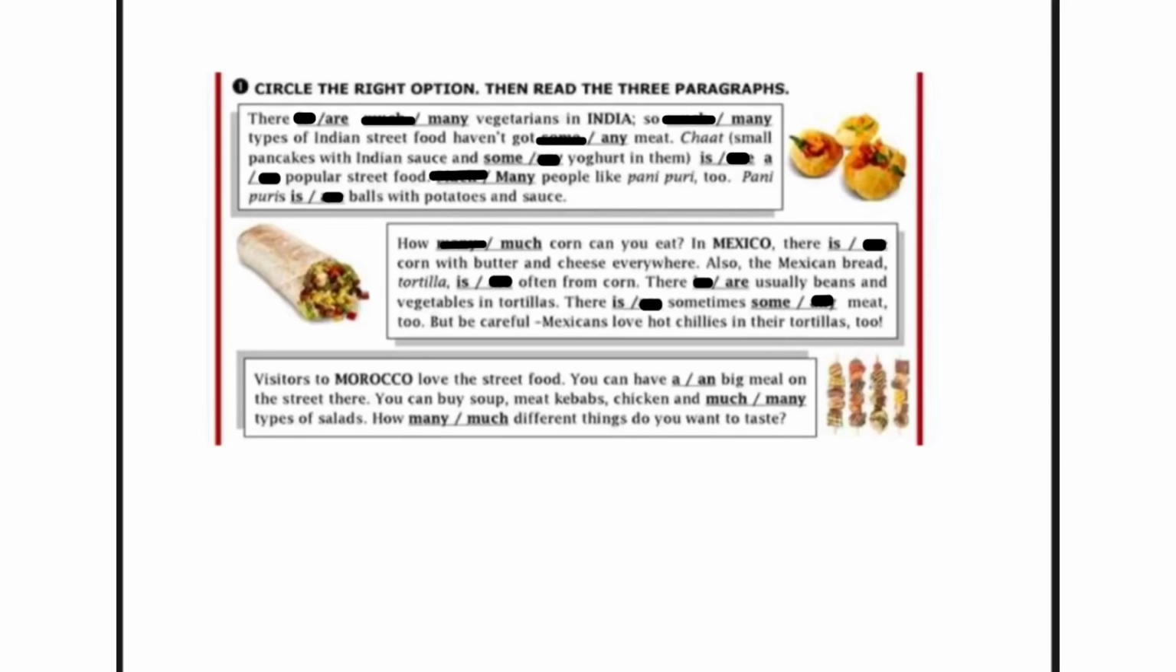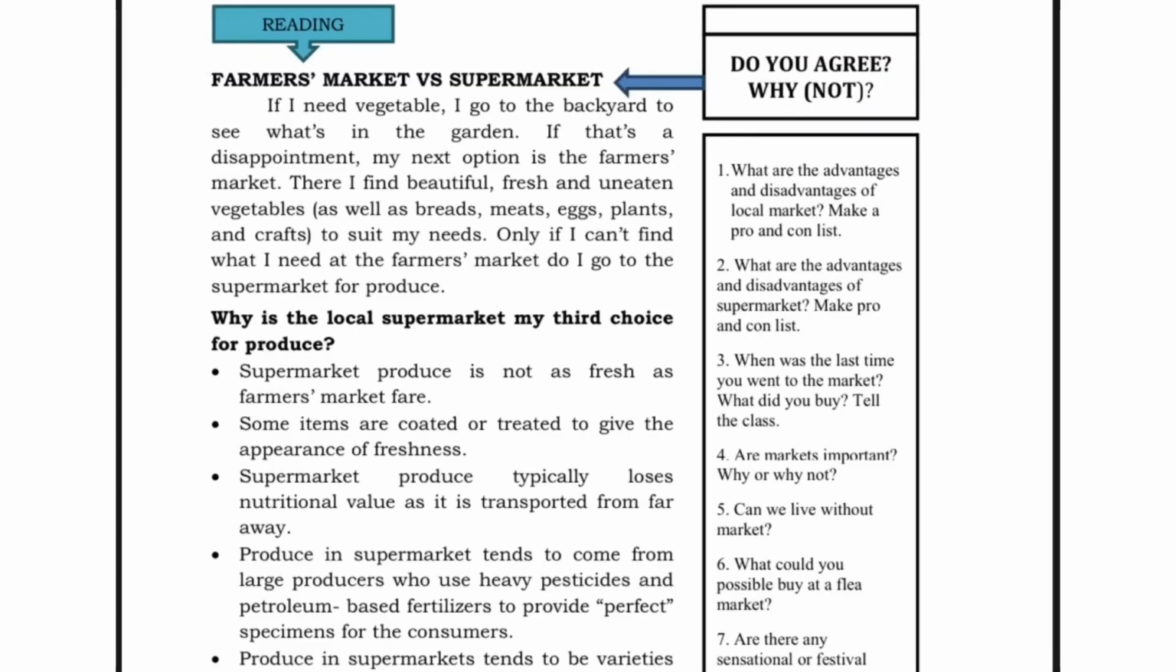Visitors to Morocco love the street food. You can have a big meal on the street there. You can buy soup, meat kebabs, chicken, and many types of salad. How many different things do you want to taste? Here's a different one: farmers market versus supermarket.